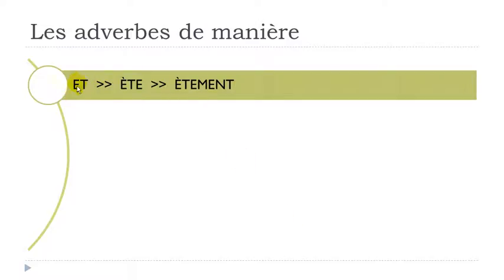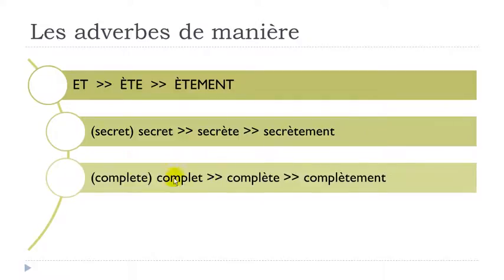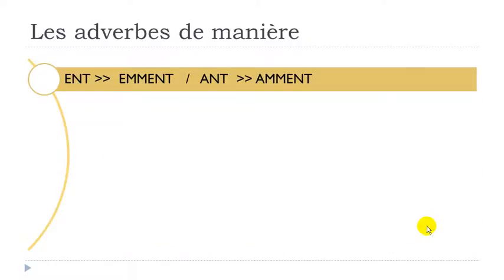Okay, second subgroup. If it ends with ET, then it will go like E accent grave TE, and for the adverb, E accent grave TE, and you add MENT. Let's see. Secret, secrète, secrètement. I tend to insist a little bit on it just to make you hear the difference between the masculine, secret, and the feminine, secrète. You're pronouncing the T. Complet, complète, complètement. Discret, discrète, discrètement. Okay, one more time. Secret, secrète, secrètement. Complet, complète, complètement. Discret, discrète, discrètement.